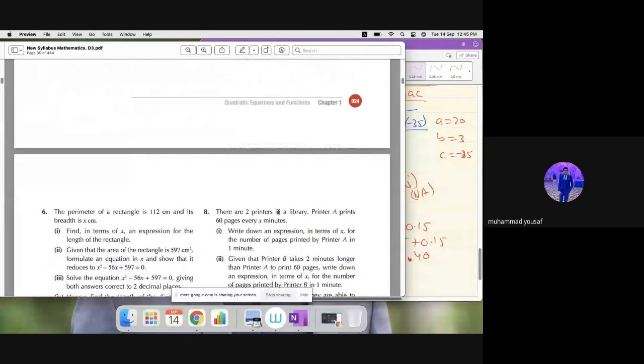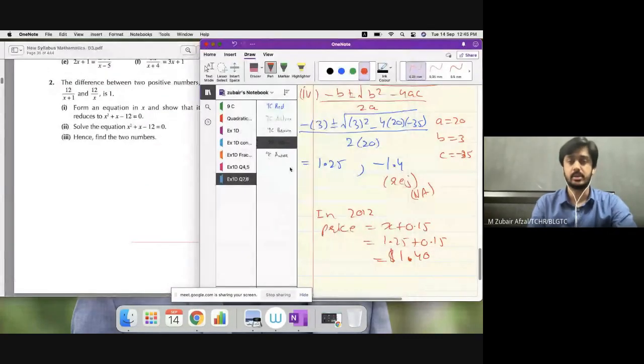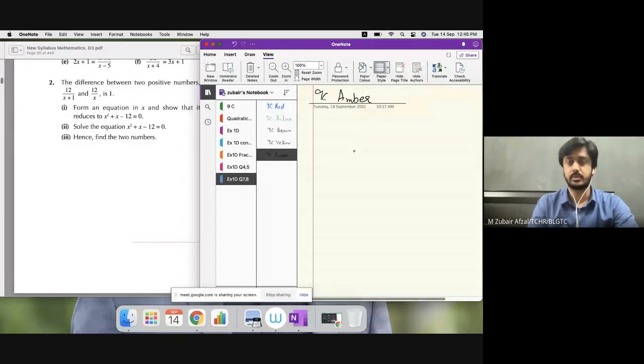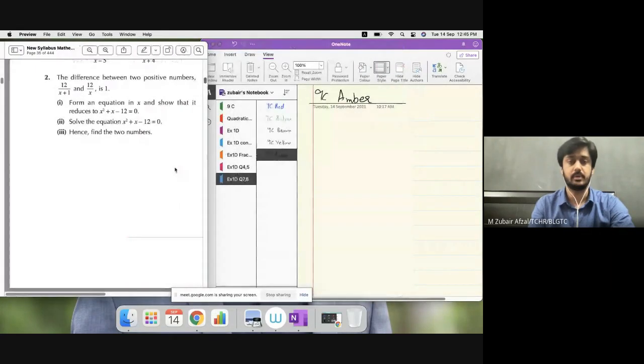Sir, 5G. 5G part, okay. So this is 9C Amber. Let me change the page color. Drew some lines. Question number 5G part.